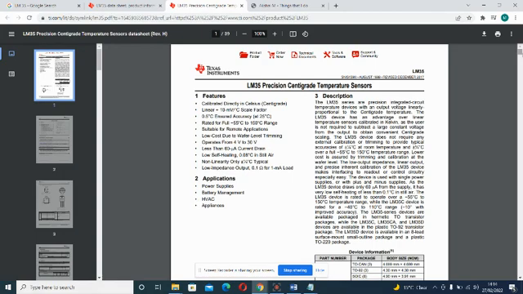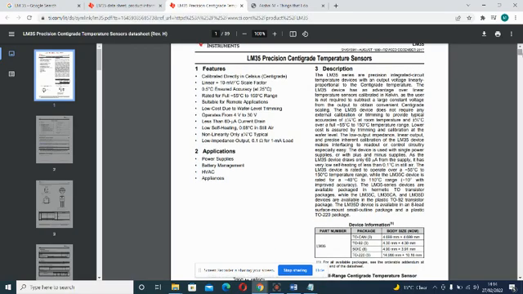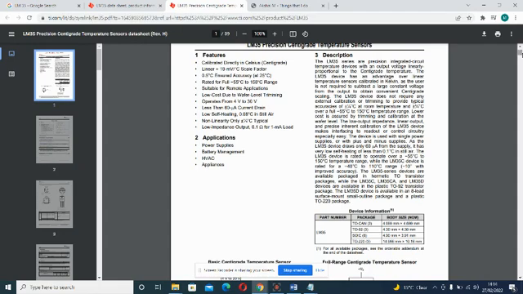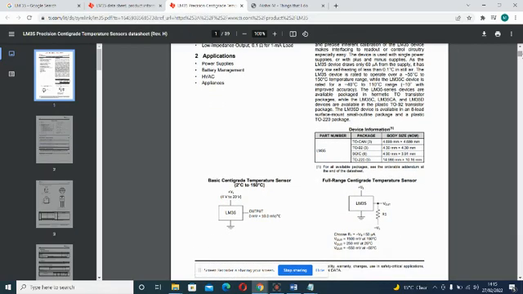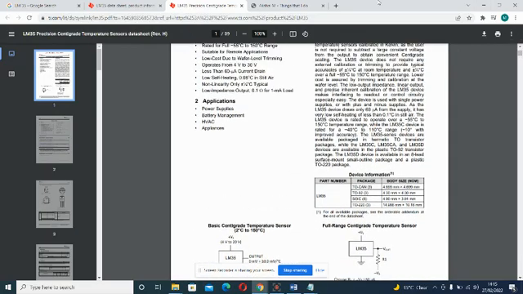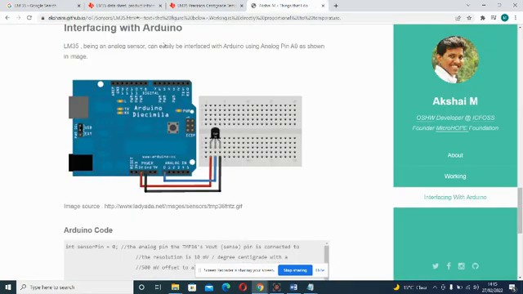Coming on to the data sheet, it is directly calibrated in Celsius, linear plus. It has less than 60 microampere current drain. It has low cost due to wafer level trimming, and it is rated for full minus 55 to 150 degree centigrade range. That's all from the fifth sensor datasheet. We interface it with Arduino like this.